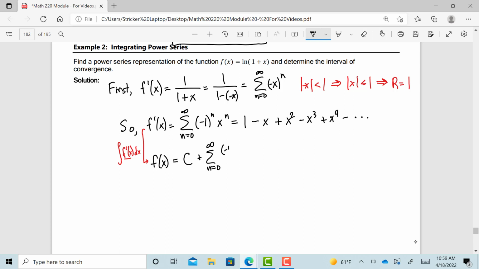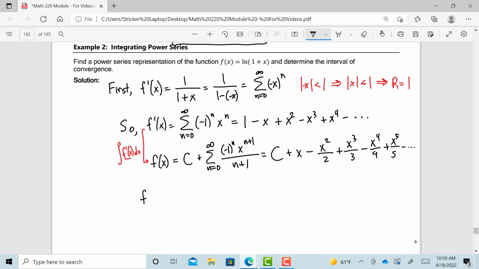The negative 1 to the n doesn't have an effect, but we know that for x to the n, we need to add 1 to the power, and then we need to divide by that new power. And we know that when we do that, term by term, we're going to have that constant of integration. Antiderivative of 1 is x, and then antiderivative of x is negative x squared over 2 plus x to the third over 3 minus x to the fourth over 4 plus x to the fifth over 5 minus dot, dot, dot. And so that's our answer.